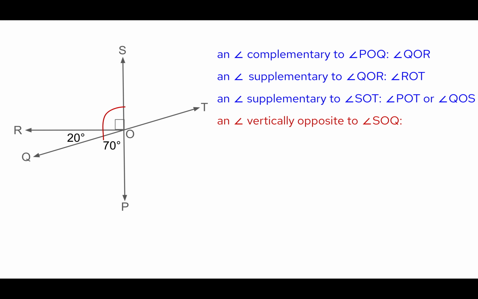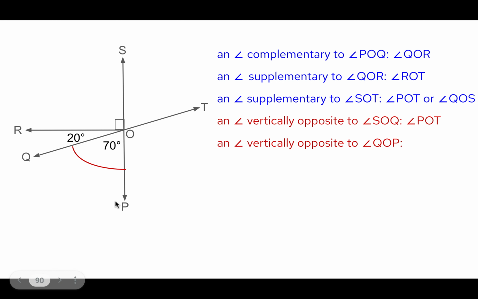Vertically opposite to angle SOQ. So there's SOQ, vertically opposite is right here. You can see where the lines intersect. So we could say TOP or POT. Vertically opposite to QOP, here's the two lines. So vertically opposite is right here. So we can say SOT or angle TOS.